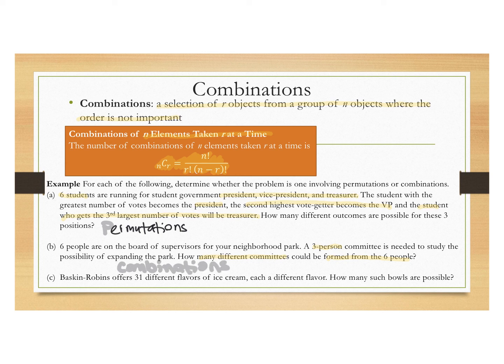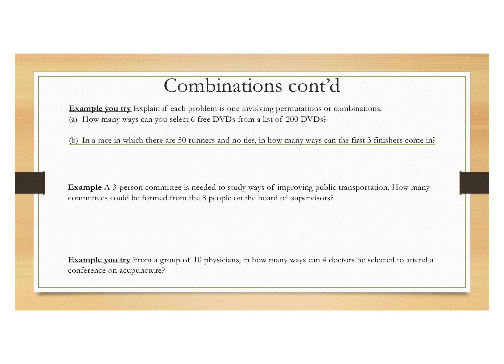And let's look at our last one. It says Baskin-Robbins offers 31 different flavors of ice cream, each a different flavor. How many such bowls are possible? This one would be permutations. We're not going to select the same flavor twice. Take a minute and try the example. Hopefully for letter A you found combinations, and for letter B you found permutations.